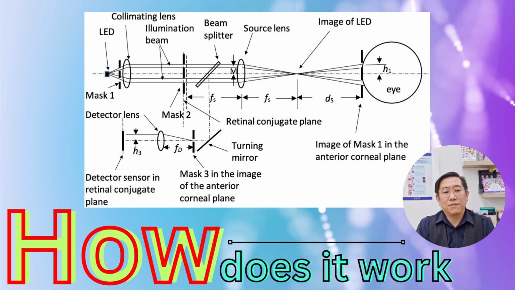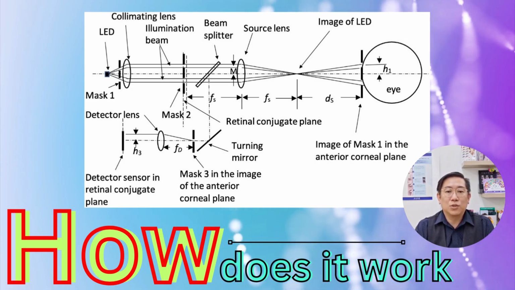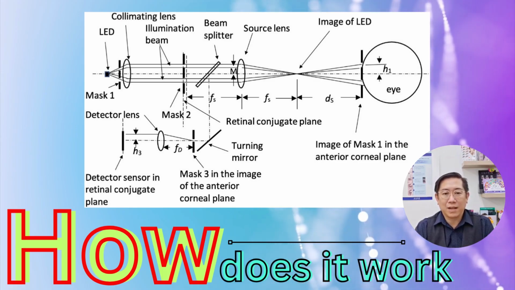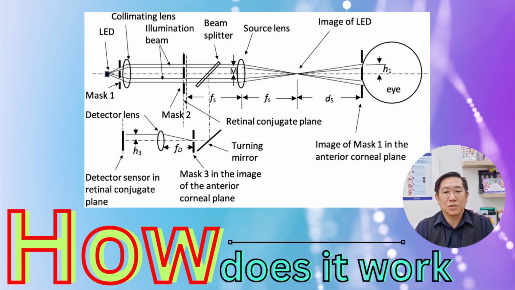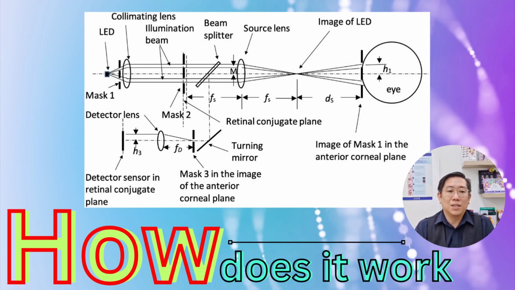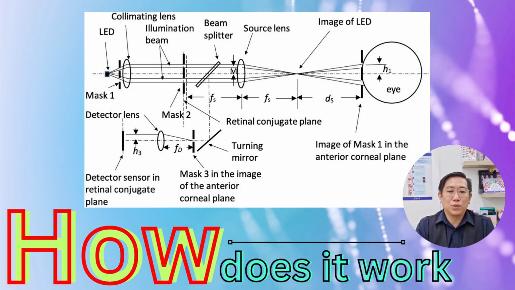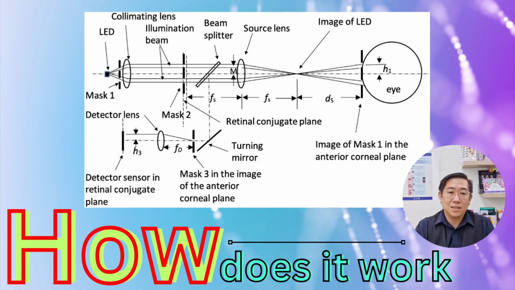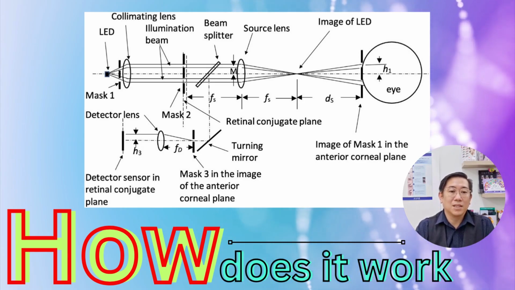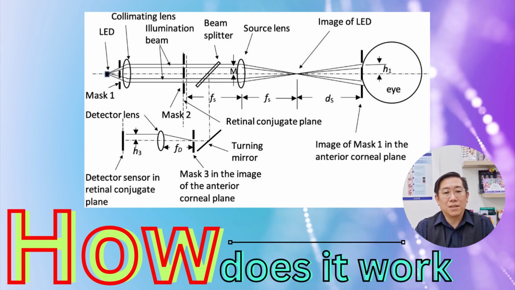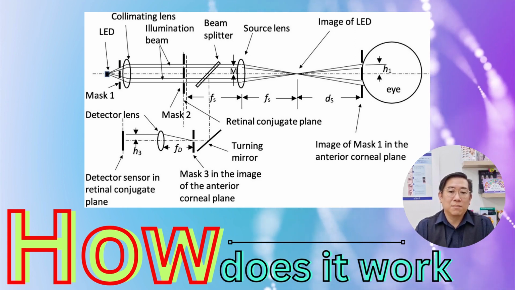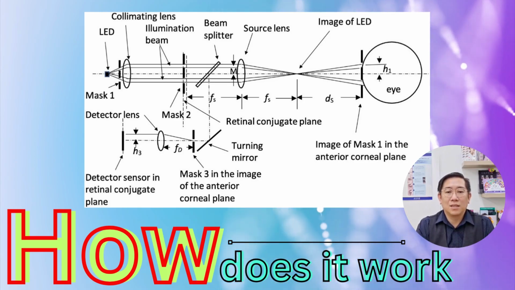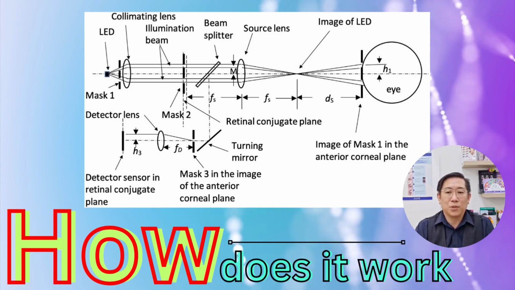Third, return path and detection. On its return, the reflected light passes through the source lens and beam splitter. It continues through mask 2 and is then redirected by a turning mirror towards mask 3 and eventually into the detector system. This light travels through the detector lens and then reaches the detector sensor, usually a CCD or CMOS camera, placed at the retina conjugate plane.